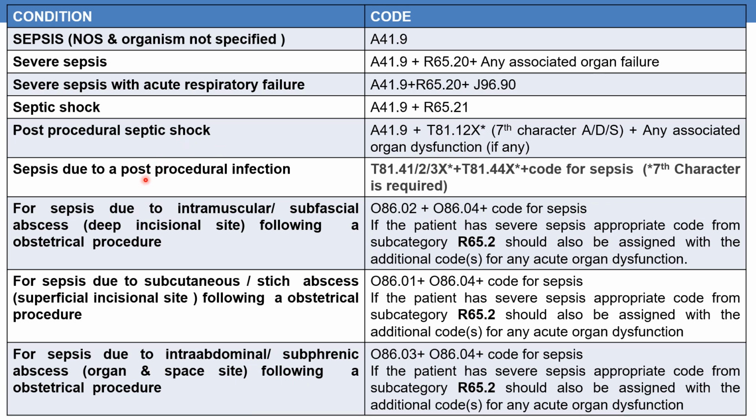Next, coming to sepsis due to post-procedural infection. Whenever sepsis occurs due to post-procedural infection, first you need to code the PDX from the category T81.41 to 43. And this also requires a seventh character. This can be A, D or S. Now coming to the description, T81.41 indicates infection following a procedure, superficial incisional surgical site. 41 is for superficial incisional surgical site. 42 is for deep incisional surgical site. And 43 is for organ and space surgical site. So depending upon the provider's documentation, you can code 41, 42 or 43.